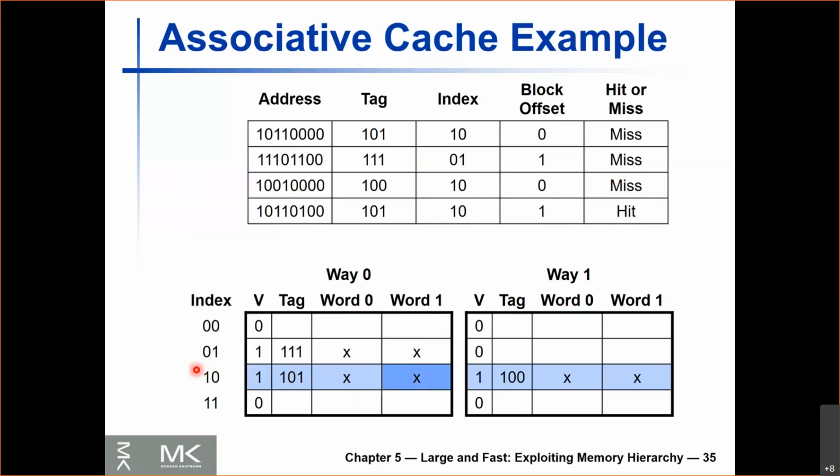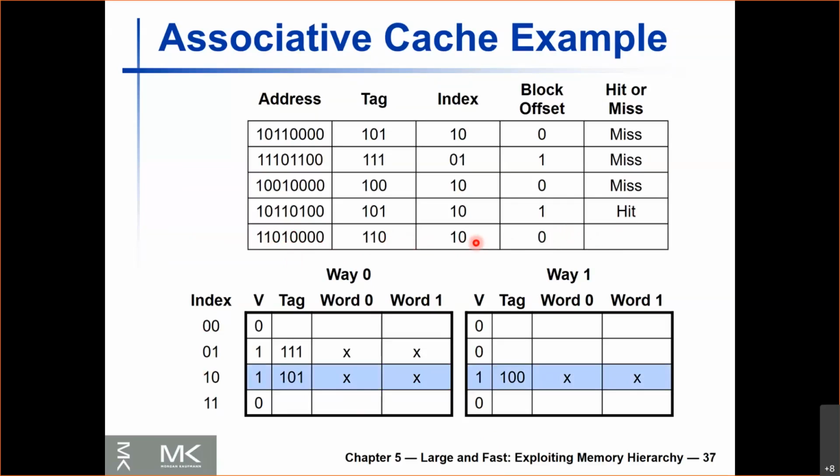Okay, so let's do one more example. So here I have 11010000. So what's my tag? 110. Okay, what's my index? 10. What's my block offset? 0, exactly. So here I have 110 as my tag, 10 as my index, 0 as my block offset.